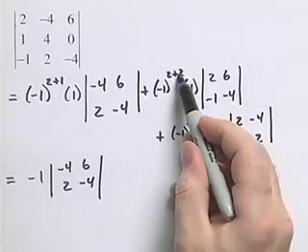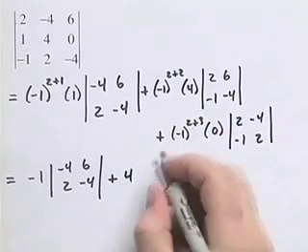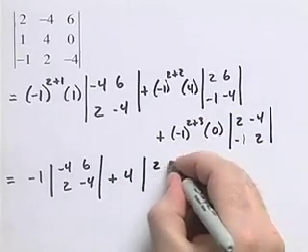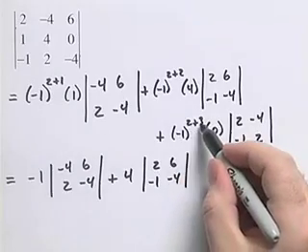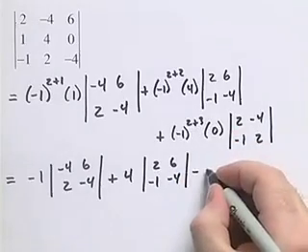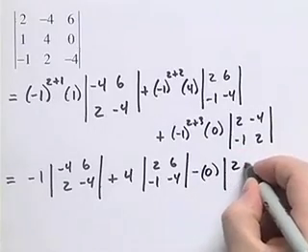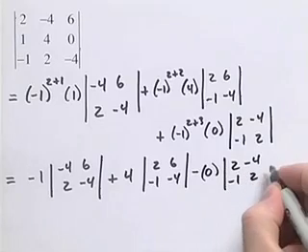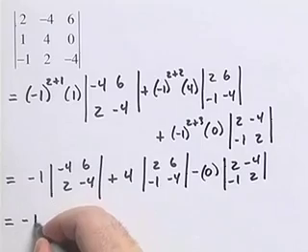We have -1 to the fourth power is positive, so we'll get a positive 4 times the determinant, 2, 6, -1, -4. -1 to the fifth power is negative, so we'll have -0 times the determinant, 2, -4, -1, and 2. So here we'll have -1 times.